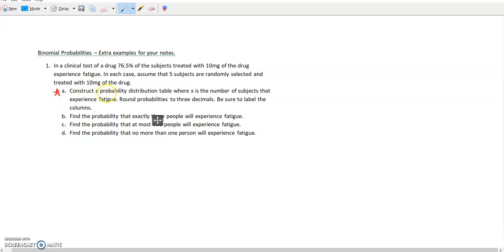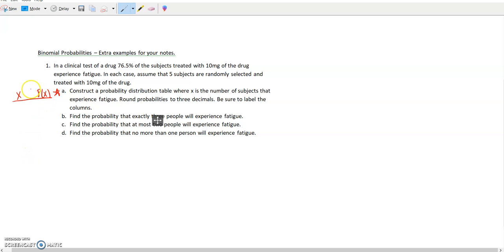It says, construct a probability distribution table where X is the number of subjects that experience fatigue. In this case, a success is experiencing fatigue. One of the things our notes will talk about is successes and failures, and success just means the thing that we're interested in. So our table always has 2 columns.